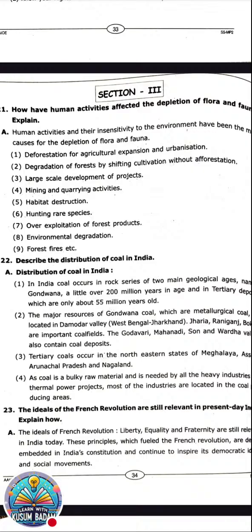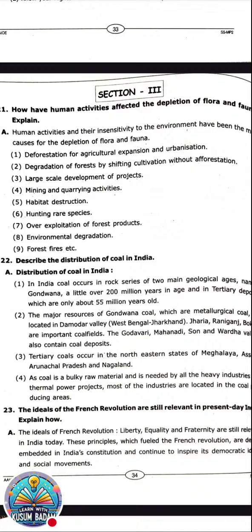The coal mines have two varieties of deposition. One is old deposition and the other is new deposition. The old one is Gondwana, a little over 200 million years ago. So you can write the point in a little simpler way. Coal deposition has two geological ages. The first one is Gondwana deposition and the second one is tertiary deposition. Gondwana deposition is 200 million years old, whereas the tertiary deposition is only 55 million years old.